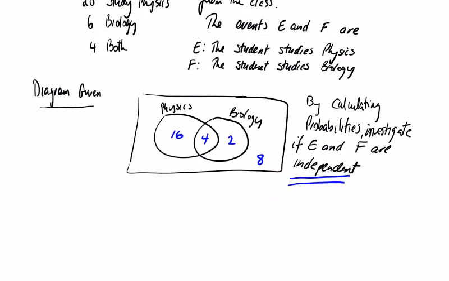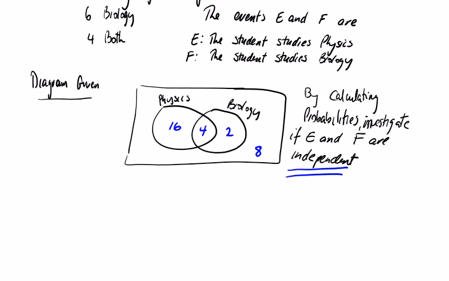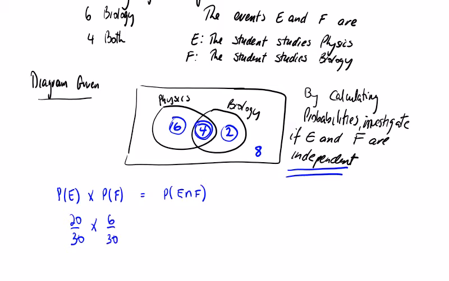So to investigate whether events are independent, if the probability of E multiplied by the probability of F is equal to the probability of E intersection F, we can say that the events are independent. So the probability of E is 20 over 30. The probability of F is 6 over 30. And the probability of E intersection F is 4 over 30.